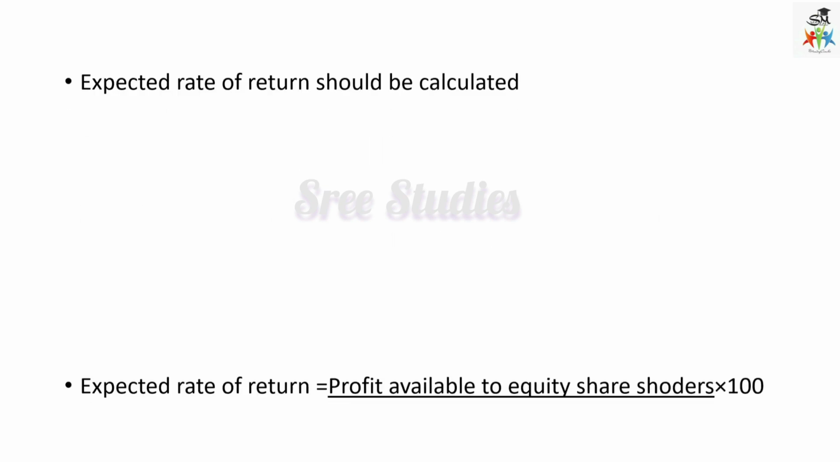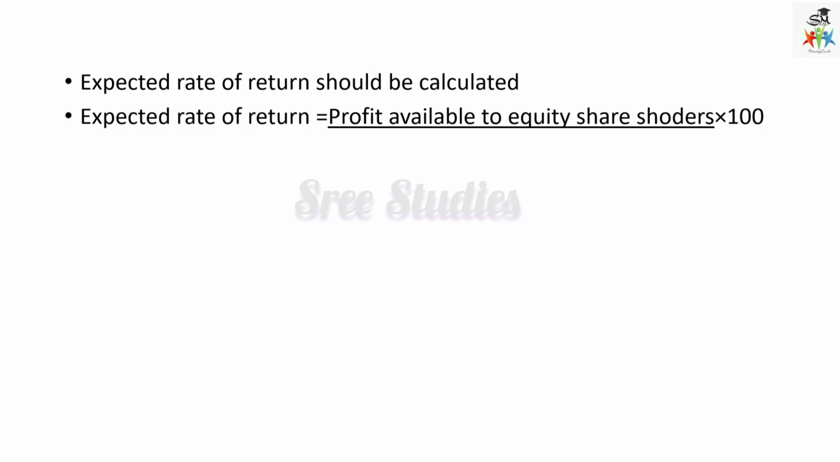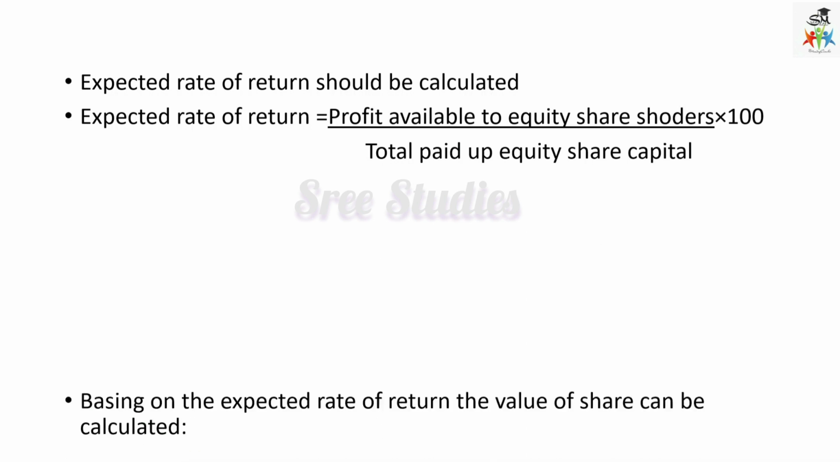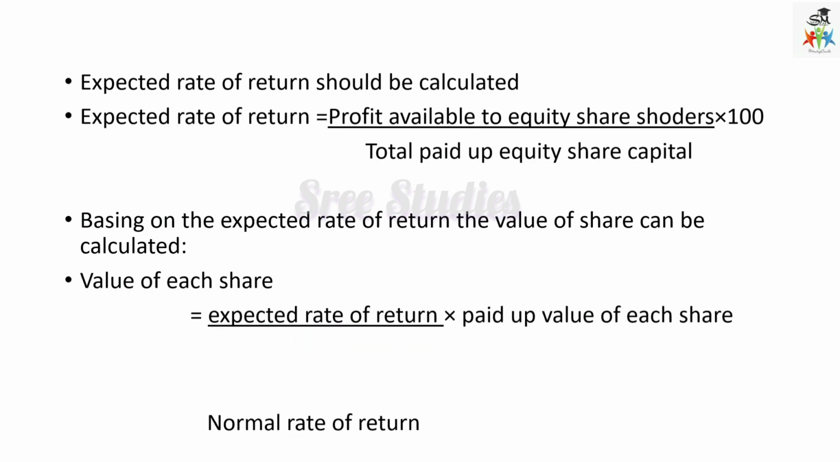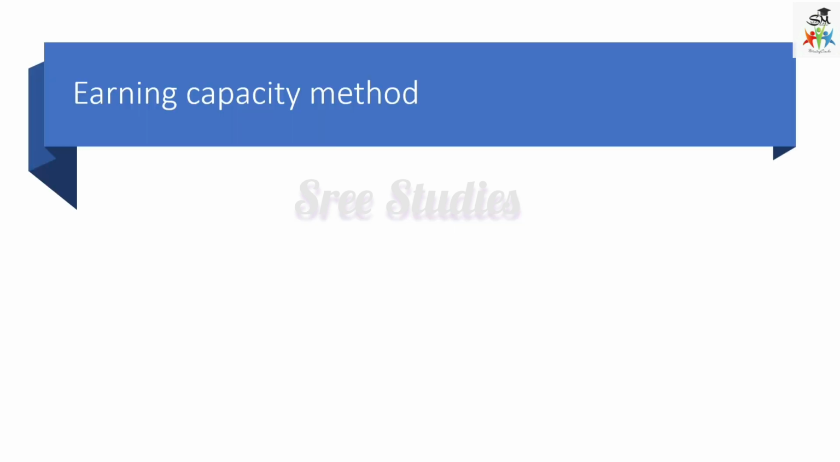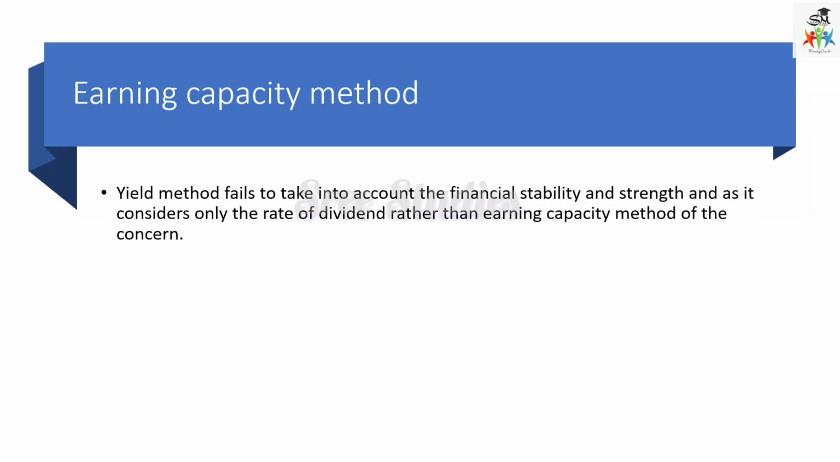How to get it? The expected rate of return should be calculated: profit available to equity shareholders divided by total paid up equity share capital, multiplied by 100. Based on the expected rate of return, the value of the share can be calculated. Value of each share equals expected rate of return divided by normal rate of return, multiplied by the paid up value of each share, so you can get it easily.